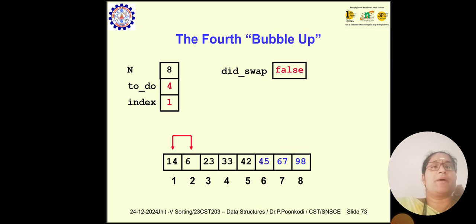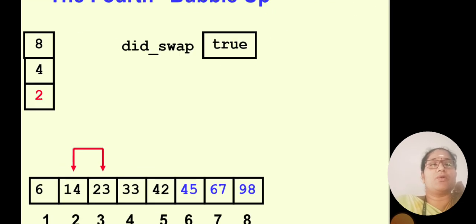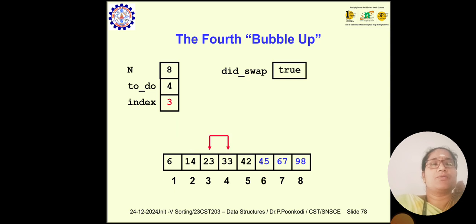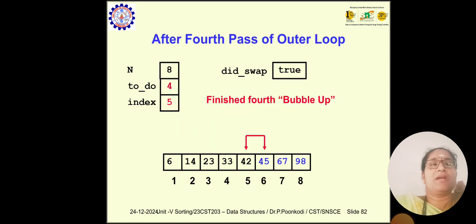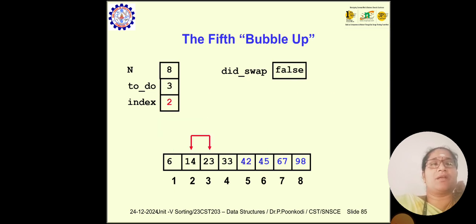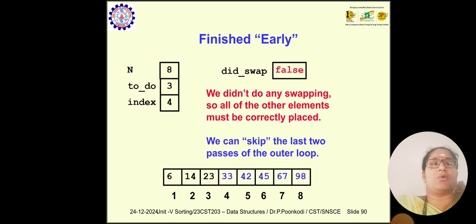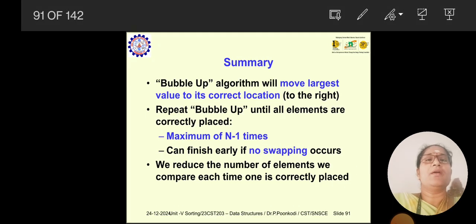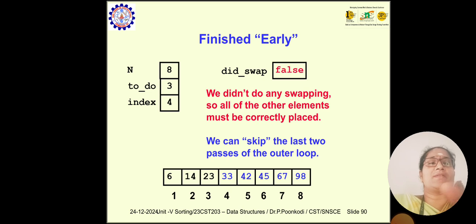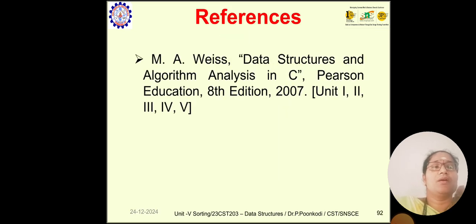Next you can compare it. If you compare next also, there is no need to swap, so we can keep it as such. Next 33, in this case also there is no need of swap. So the remaining everything is ordered. This is a reference book.